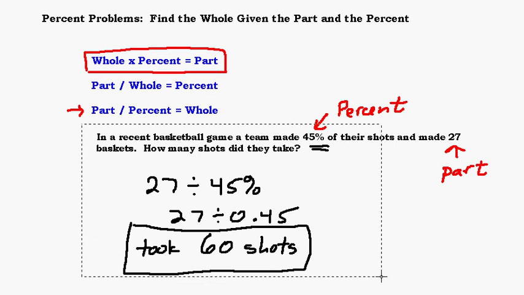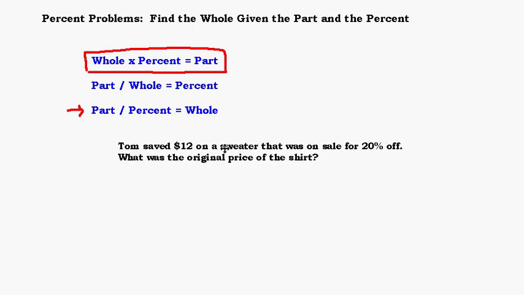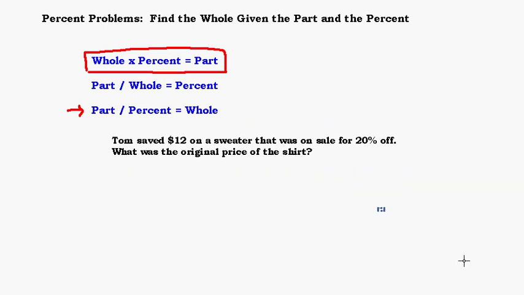Alright, let's look at a couple more examples. Next one. Tom saved $12 on a sweater that was on sale for 20% off. What was the original price of the shirt? Again, if you think you know how to do it, pause the video, give it a try, and then start it up and see how you did.